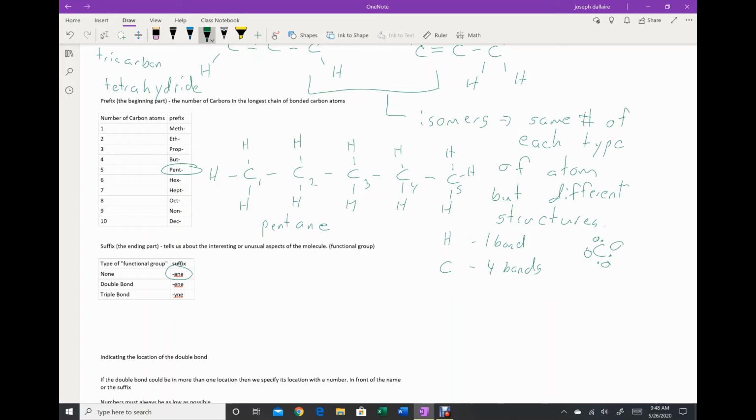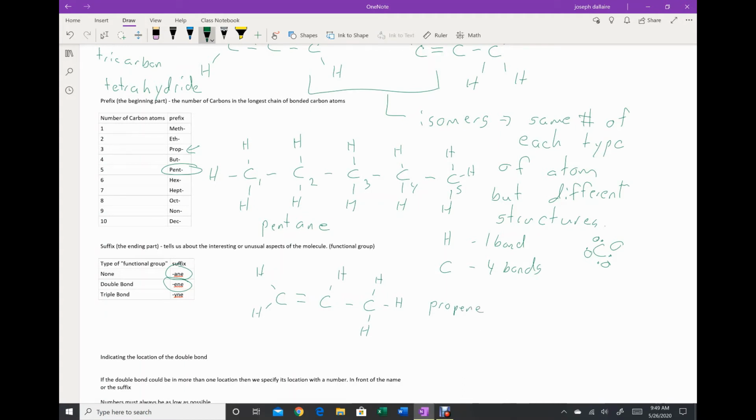If we put a double bond in there, something like this, notice here that I'm filling out these carbons with four bonds each. One, two, three, four. One, two, three, four. One, two, three, four. Here I have a three carbon chain, so I'm dealing with prop. And because I have a double bond, I'm going to change my ending to ene. So this would be propene.